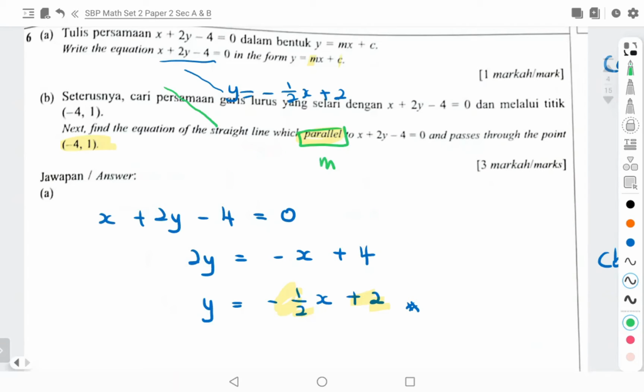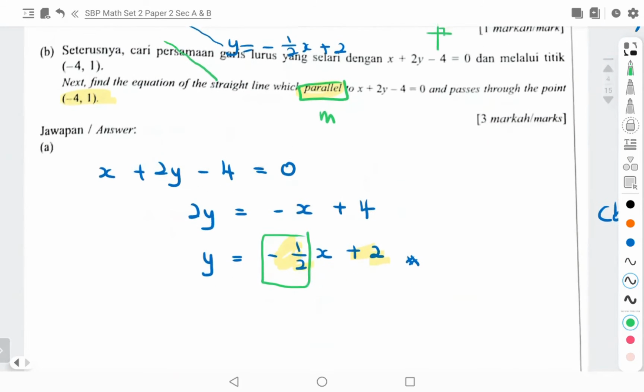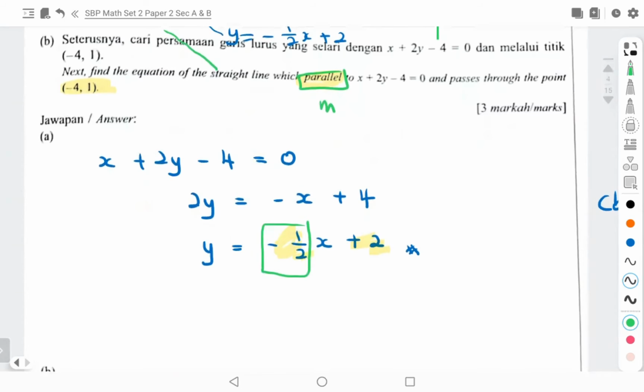No, 90 degree is perpendicular. Perpendicular is for the 90 degree. So it's a T shape, 90 degree. Then parallel means the same direction. So if you see parallel, the keyword means the gradient is the same. The value of m is the same. So now we can derive the info for B already.